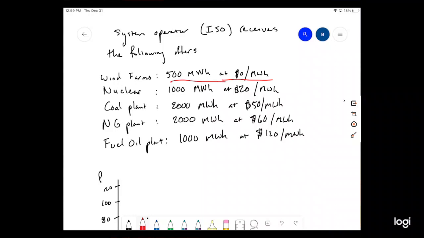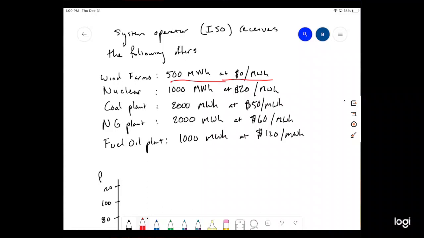They have a nuclear plant that's willing to produce 1,000 megawatt hours at $20 per megawatt hour. They have a coal plant that's willing to produce 2,000 megawatt hours at $50 per megawatt hour. A natural gas plant that's willing to produce 2,000 megawatt hours at $60 per megawatt hour. And then a fuel oil plant, in other words, they're basically burning diesel, that's willing to produce 1,000 megawatt hours at $120 per megawatt hour.